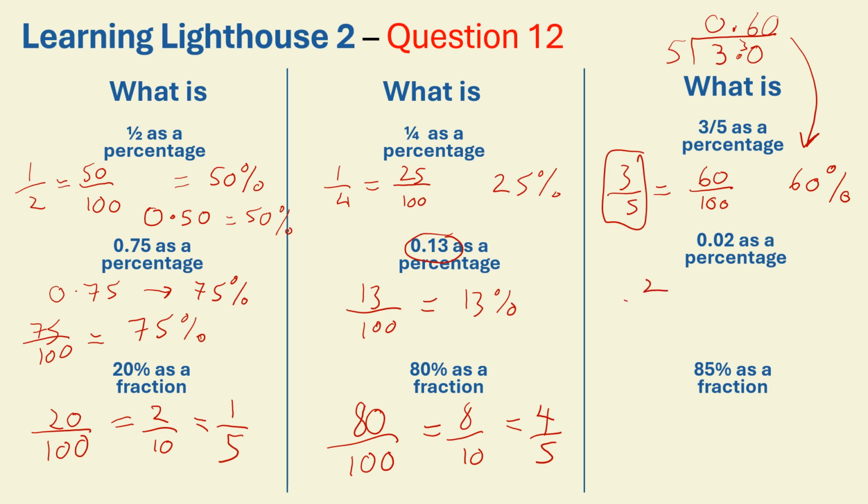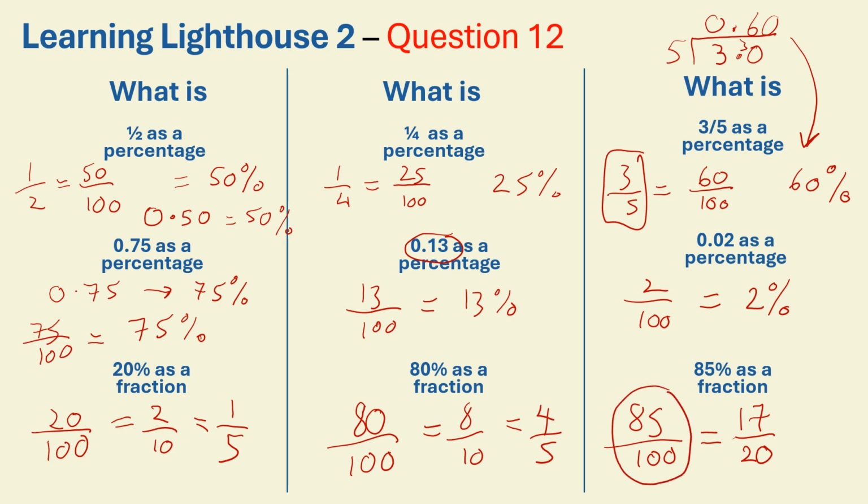This is just 2 out of 100. Or 2 hundredths, if you're thinking about in a race. 0.02 seconds is 2 hundredths of a second. And that's 2%. And finally, 85 out of 100. Well, 5 goes into both of those. 17 out of 20. Since we weren't asking it to be cancelled down, 85 out of 100 would be perfectly fine.